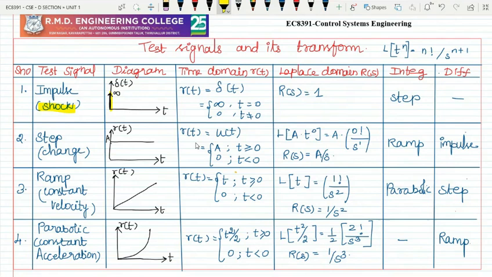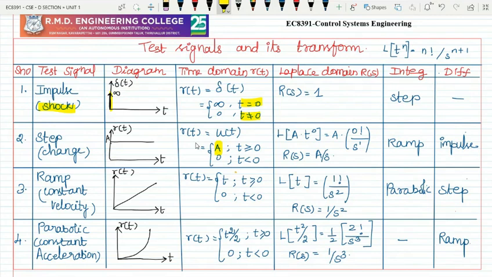First we consider the impulse signal r of t. That value is infinity only at t equal to 0. For everything else, the value is 0. Then the second signal, the step signal: r of t is equal to u of t. If it is a unit step signal, that value must be 1. The ramp signal is represented as r of t equal to t, and the parabolic is t square by 2.